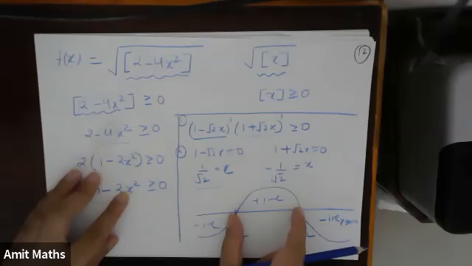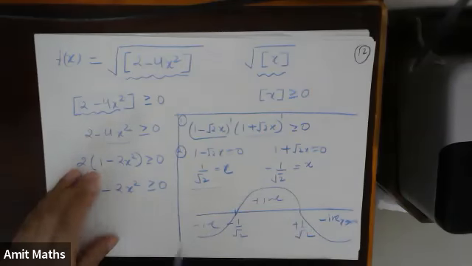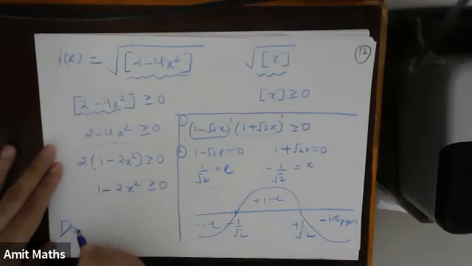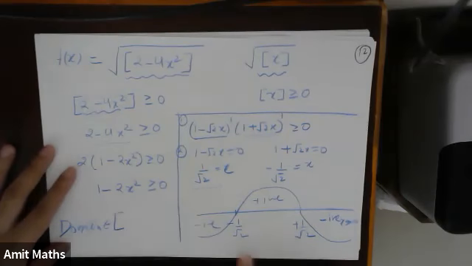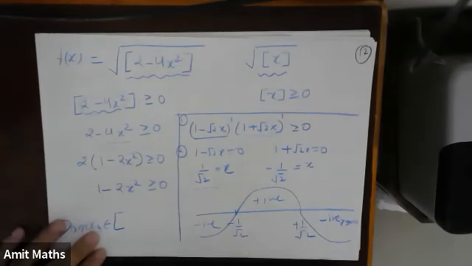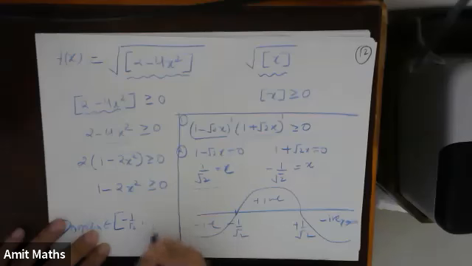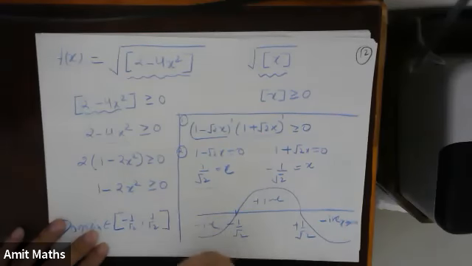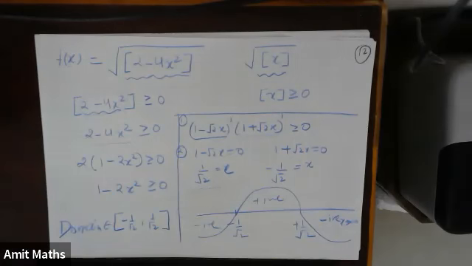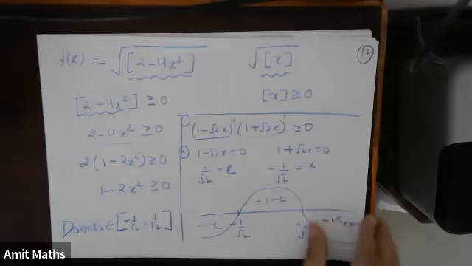We have to take only the positive part. So the domain of this particular function will belong to the closed bracket, because 0 can be included, minus 1 by root 2 to 1 by root 2. Understood? Just check it. Then we move on to the next question. So the domain of this particular function becomes minus 1 by root 2 to 1 by root 2. Okay, let's move on to the next question.